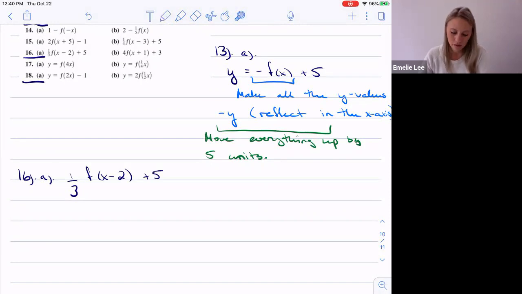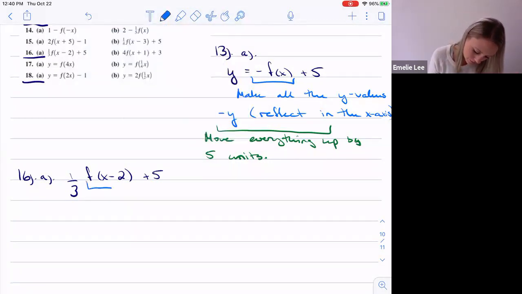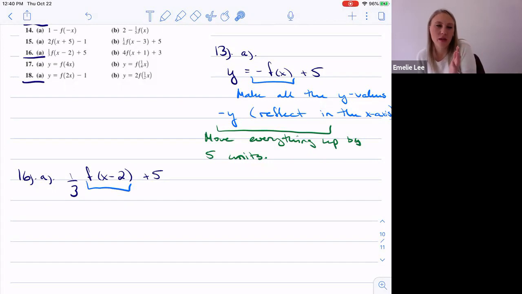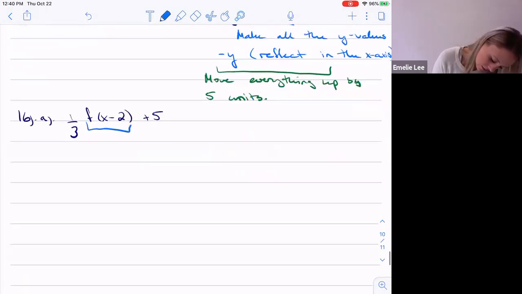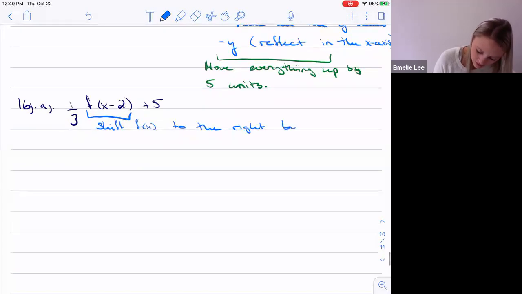Okay. So you need to figure out what f of x is, and then the first thing that you would do, right, is subtract 2 from x. Then once you've done that, you multiply that f of x by 1 over 3, and then you're adding 5, right? So just seeing how these things kind of bloom out is really important. If I subtract 2 from x, I'm really shifting things to the right by 2 units. So shift f of x to the right by 2 units.